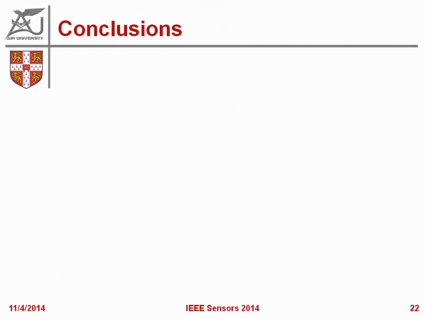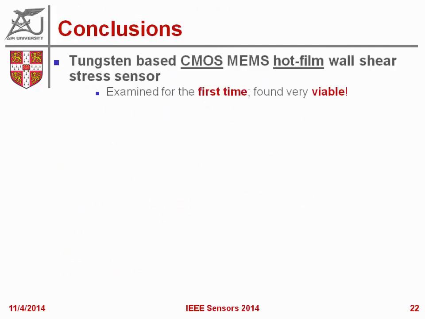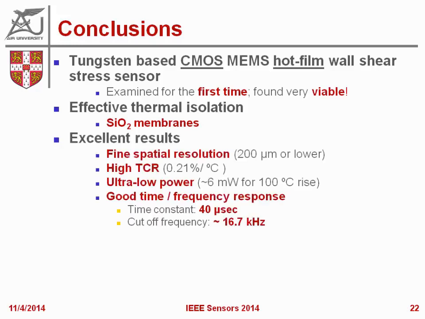I come to the conclusion of my talk. We have presented a tungsten-based CMOS MEMS hot film wall shear stress sensor for the very first time and found it very viable and promising. The key thing here is silicon oxide membranes as opposed to silicon nitride membranes, mostly used in the past for these kinds of sensors. Results are pretty good.